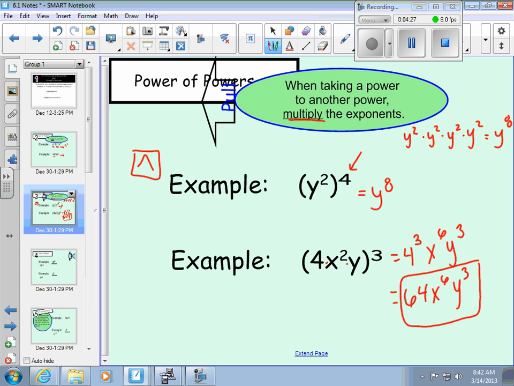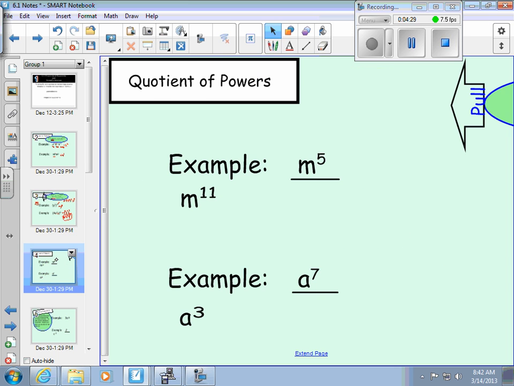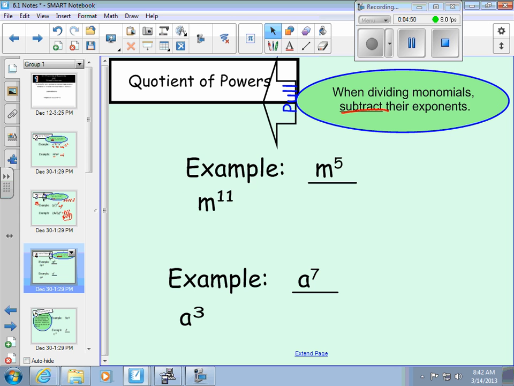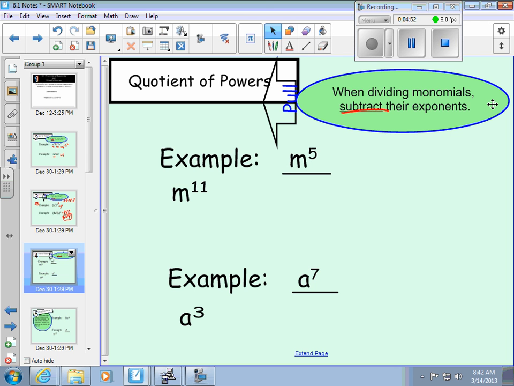All right, next property. It's called quotient of powers. Quotient of powers, when dividing, quotient means to divide. When dividing monomials, you subtract their exponents. When dividing monomials, subtract their exponents. All right, first example. We want to divide m to the 5th divided by m to the 11th here.